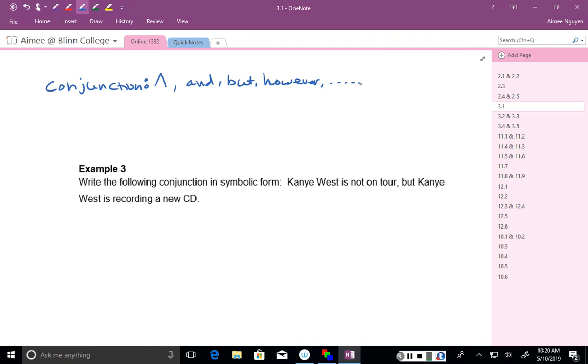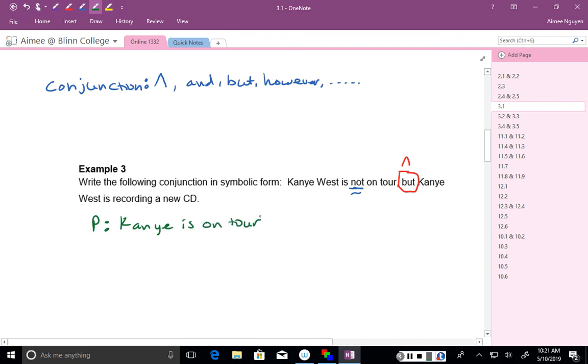So we're going to write the following conjunction in symbolic form. So this says Kanye is not on tour, but Kanye is recording a new CD. So again, but, this is our conjunction, right? So I have two things happening here. I have Kanye is not on tour. So the not is a negation, right? So be careful with this one. Not is a negation. So that means that for my first statement P, we're going to say that Kanye is on tour.